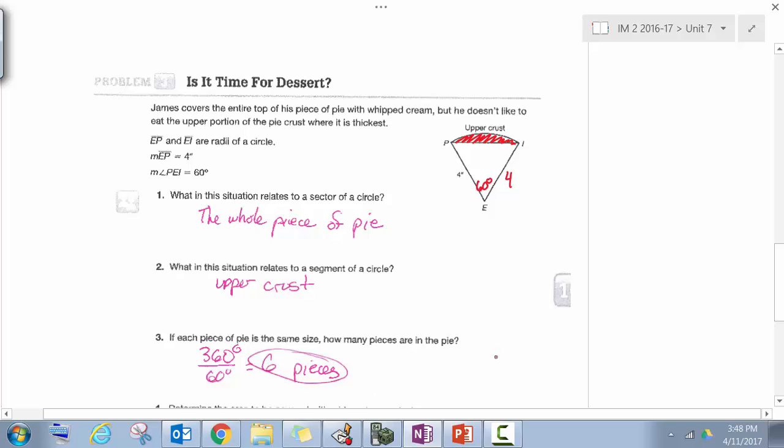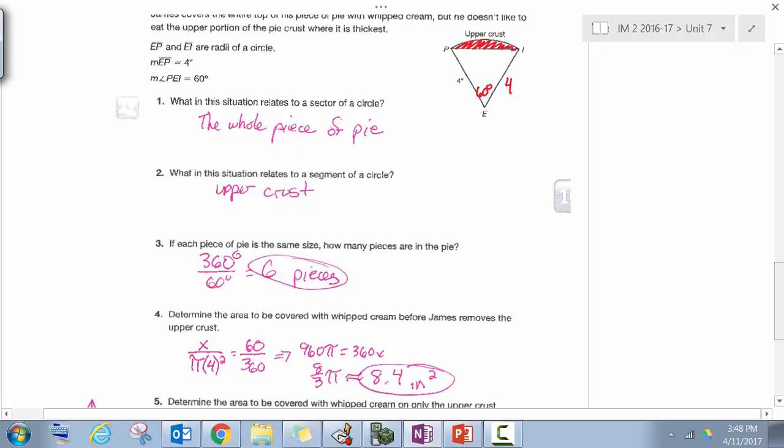If each piece of pie is the same size, how many pieces are in the pie? Well, it measures 60 degrees. So 360 divided by 60, we could have 6 pieces that all have the same measurement, the same central angle. Determine the area to be covered with whipped cream before James removes the upper crust.